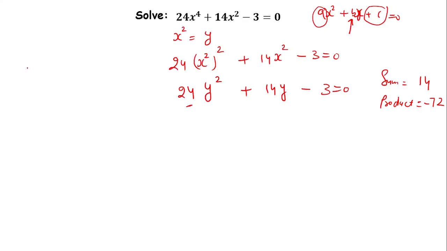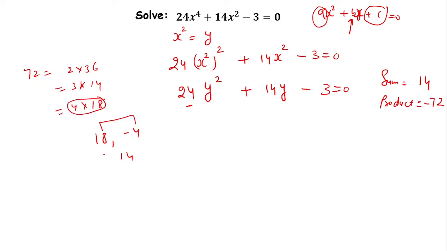If you cannot find them, let's factorize this. 2 times 36, 3 times 24, 4 times 18. Yes, these two numbers will give me the answer. How? Positive 18 and minus 4. The sum of these two is 14 and the product of these two is minus 72.